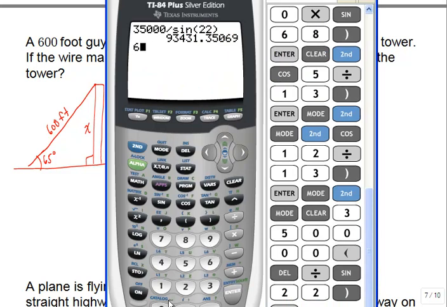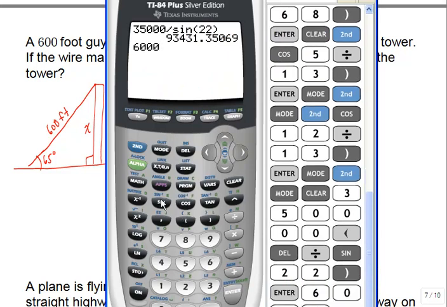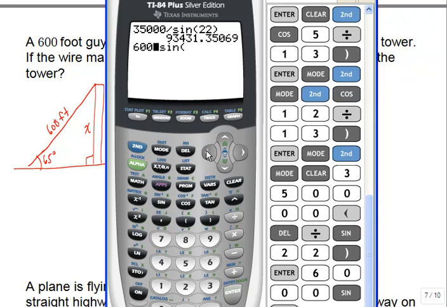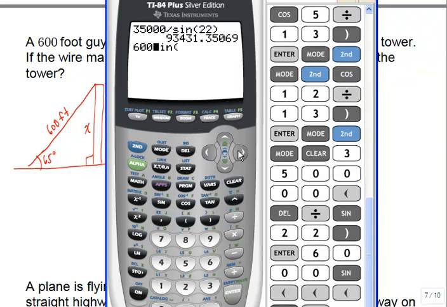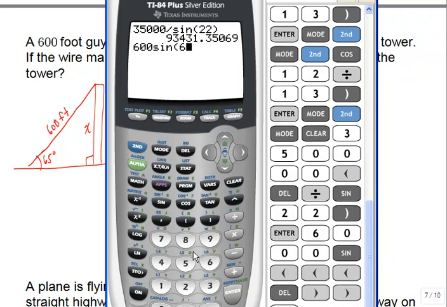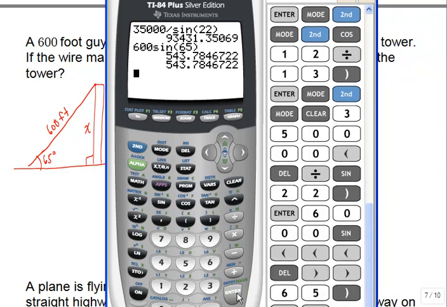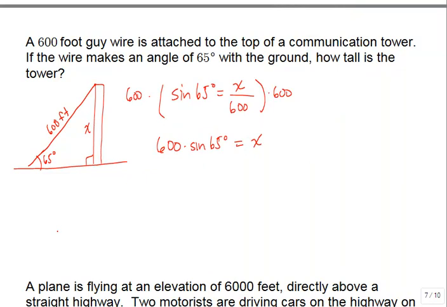Pull out our calculator. Whoops, one too many zeros there again. And we get 543.78. And again, this would be feet because the length of our guy wire was also in feet. So the height of our tower is 543.78 feet.